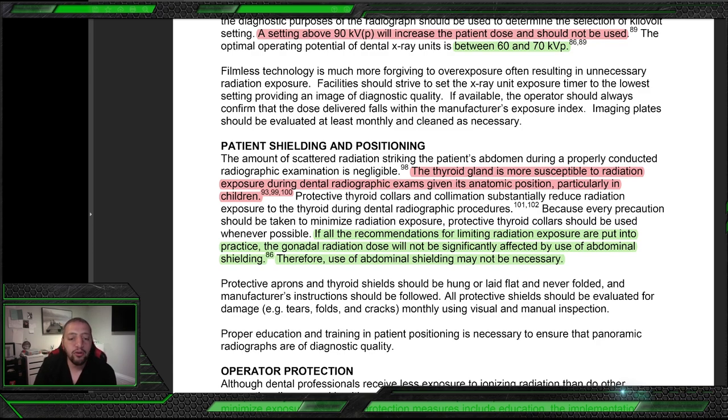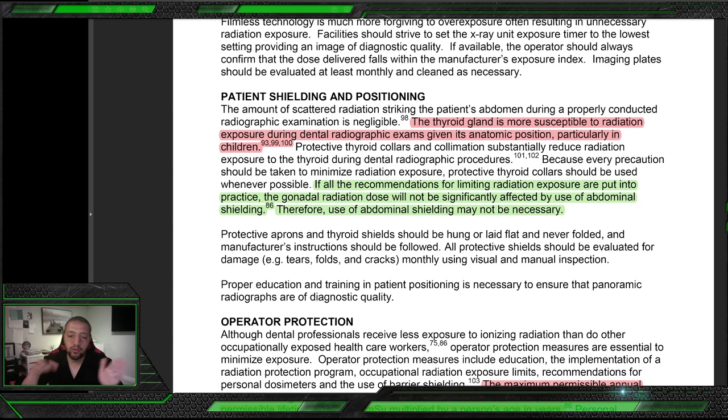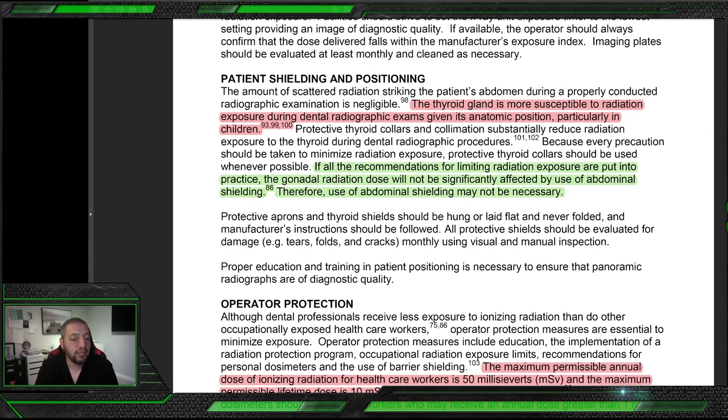Protective aprons and thyroid shields should be hung on a lid flat and never folded, because they can be broken from inside, and if they have cracks, they will leak X-ray. So our protective shield should be evaluated for damage, tears, folds and cracks monthly using visual and manual inspection.